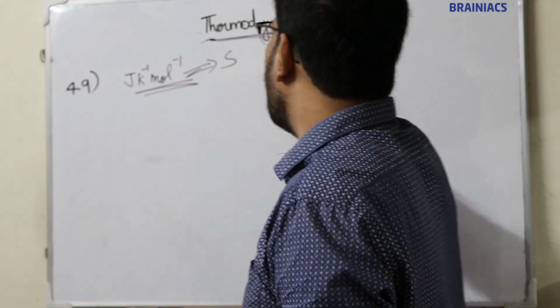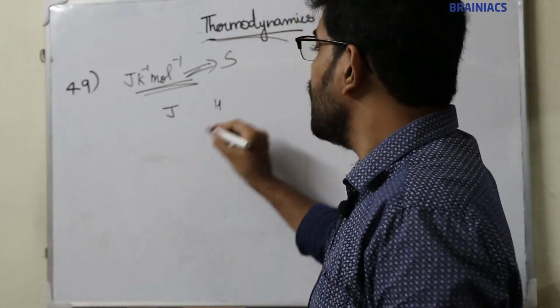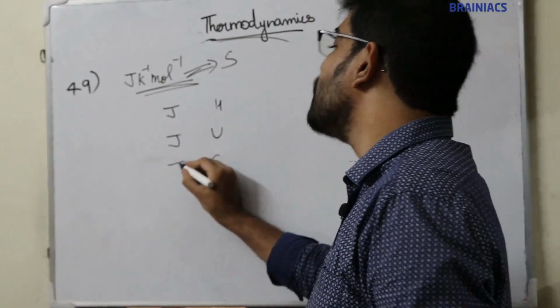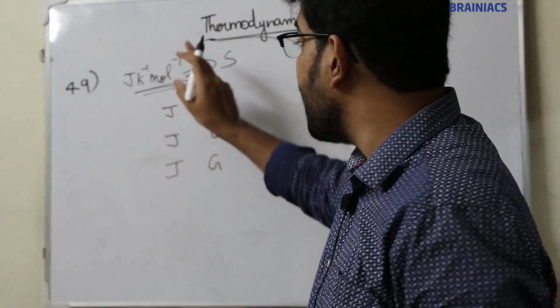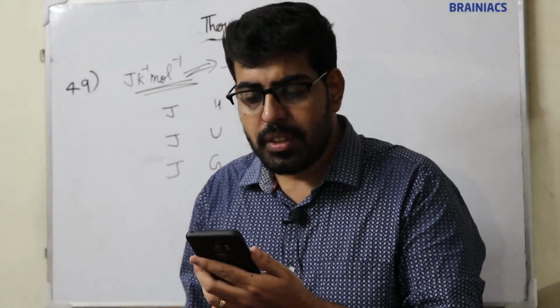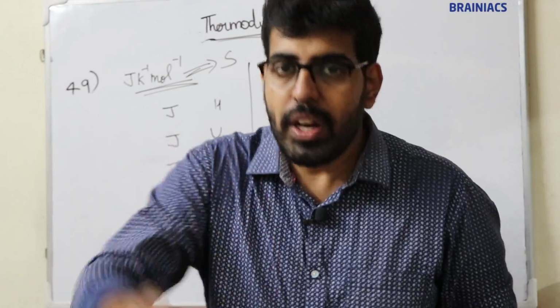Now unit of enthalpy is joules or kilojoules. Unit of internal energy, joules or kilojoules. Unit of Gibbs free energy, joules or kilojoules. And unit of entropy is joules Kelvin inverse mole inverse. I think it's clear. Answer option 1. Moving on to next question.